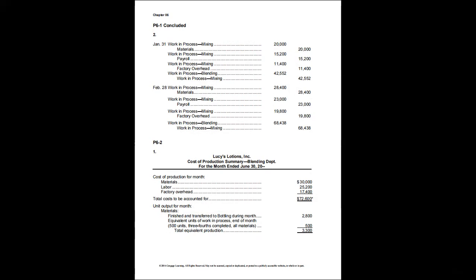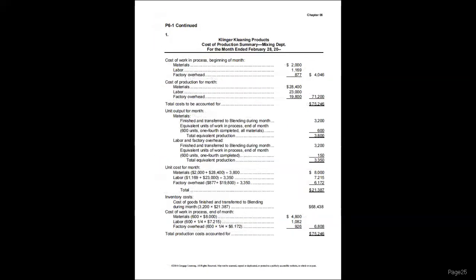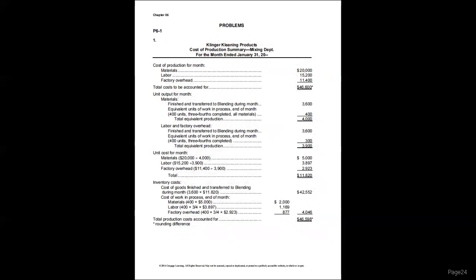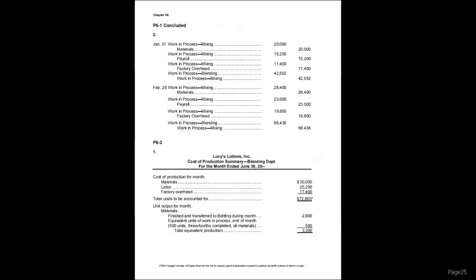Then for the work in process blending, 42,552 and credit to work in process mixing. Now we have the amount of 42,552. The cost of goods finished in the mixing and transferred to blending during the month of January.